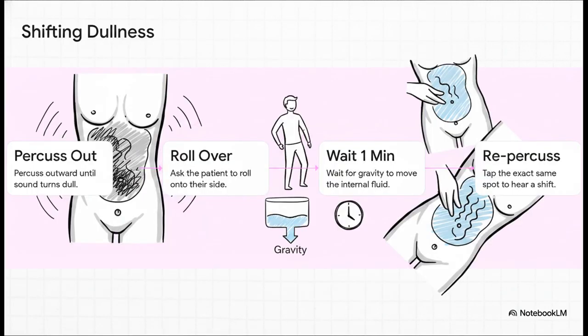So to confirm ascites, doctors use this incredibly clever step-by-step test called shifting dullness. You percuss outward from the navel until that hollow tympanic sound suddenly turns into a flat, dull thud. You keep your finger right on that exact boundary line. Then you ask the patient to roll over onto their side. You wait one full minute, just letting gravity pull that internal fluid downward. Finally, you tap that exact same spot again. If the sound has shifted back to hollow, boom, it proves the fluid moved. Gravity literally just did the diagnostic work for you.